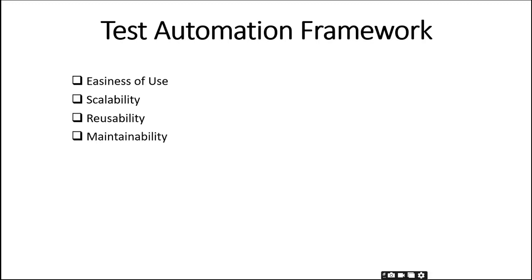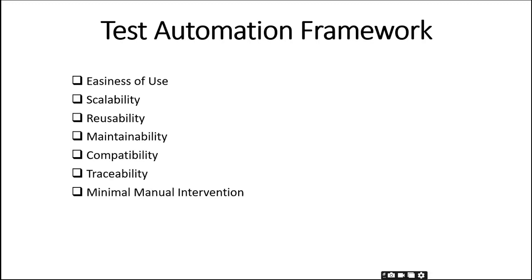For example, ease of use. When we design the framework, one of the points we need to consider is that our framework should be easy to use. Scalability, we need to check. Reusability, we need to consider also. Maintainability, we can focus on. Compatibility, our automation should be compatible. Traceability, minimum manual intervention, right? All these factors we need to consider while designing any automation framework.